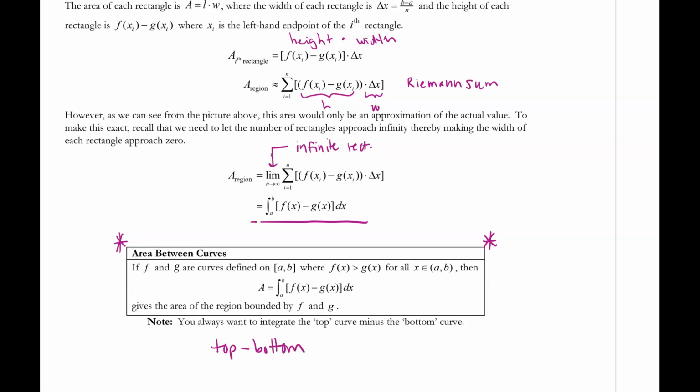I'm sorry, I started thinking about something else. I'm not going to go there right now, but yeah, so we'll just say top minus bottom.